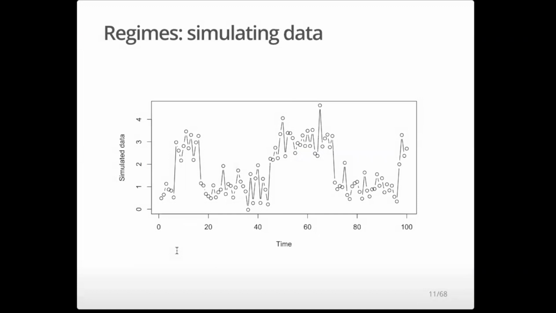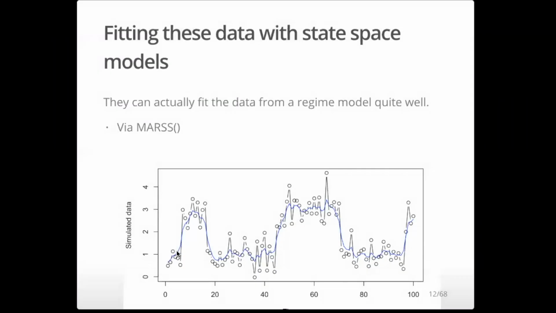So these are some data that I simulated. They're from a regime model where we have two underlying states of the system, and in this case this might be, say, water flow or something. When we take this data and plug it into MARSS, we can actually get a really good fit to the data. So you might ask, why would we need something else? In some applications, you don't need to fit this with other models. This is totally fine.